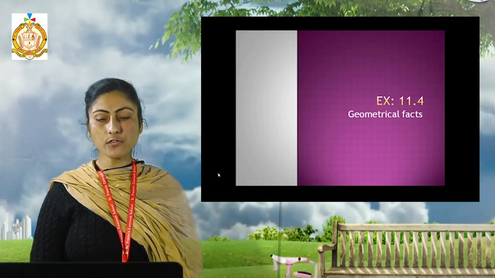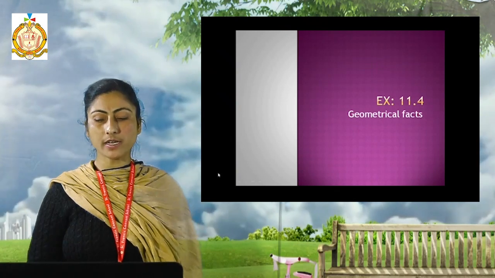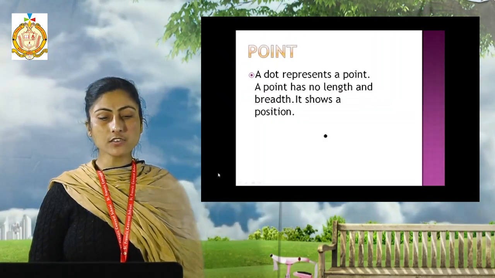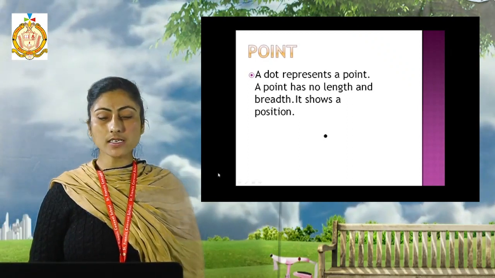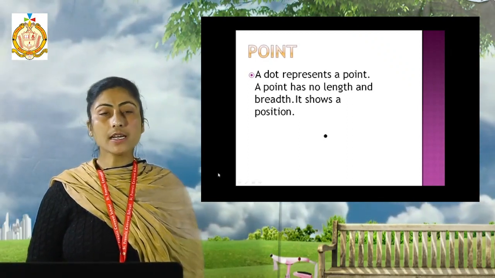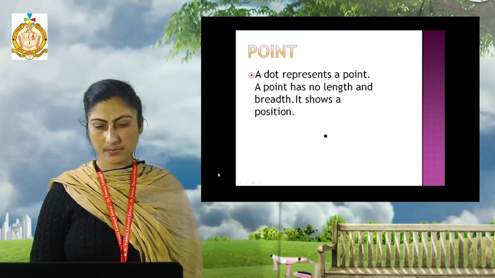Next is 11.4 exercise, which is based on geometrical facts. The first one is point. A dot represents a point. It has no length and no breadth. It shows a position only.